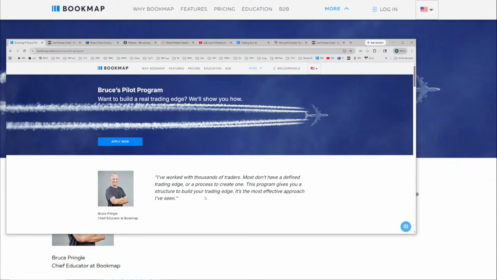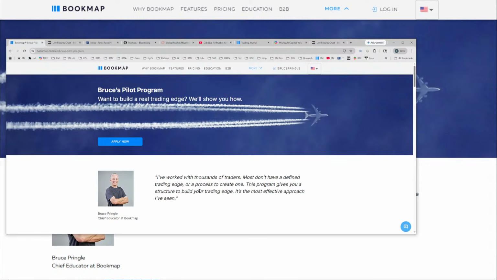We provide the structured process here to build that edge. And this is the most effective approach I've seen. It's the quickest as well. You can use replay mode in a sped up environment. So looking at the market, instead of 1x, you can look at it at 16x.